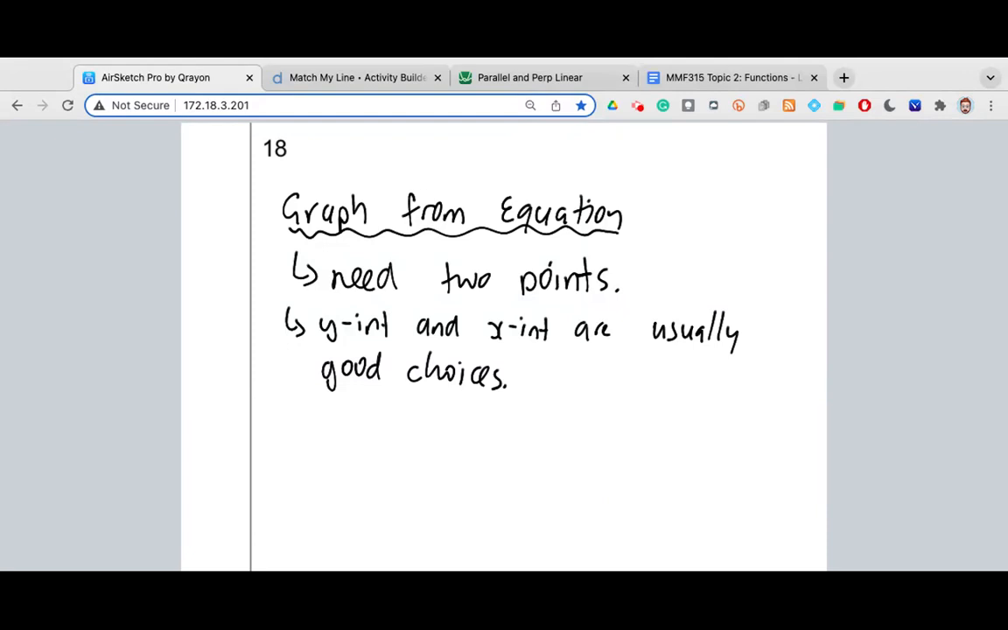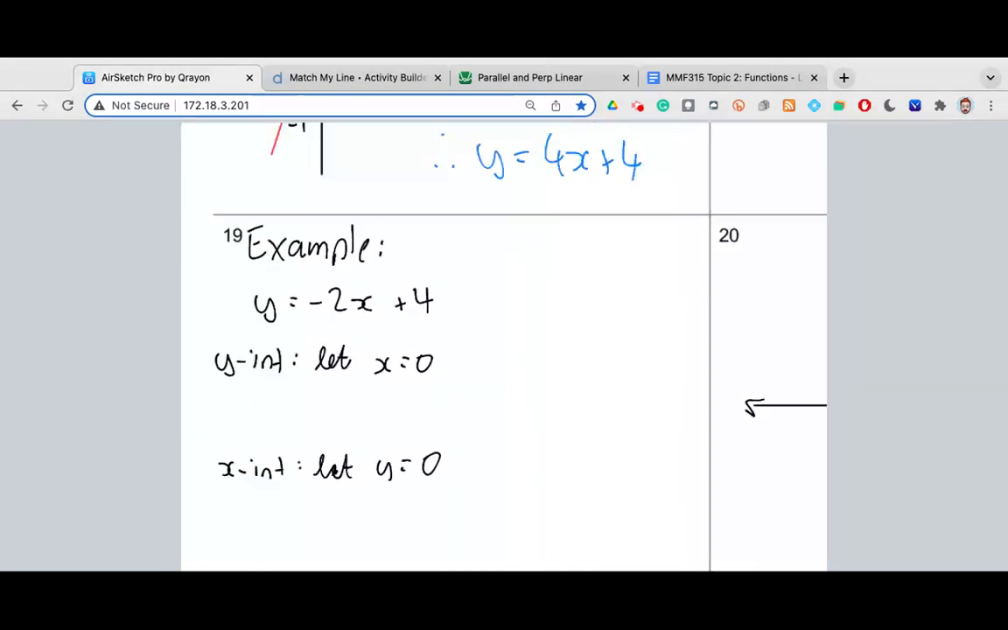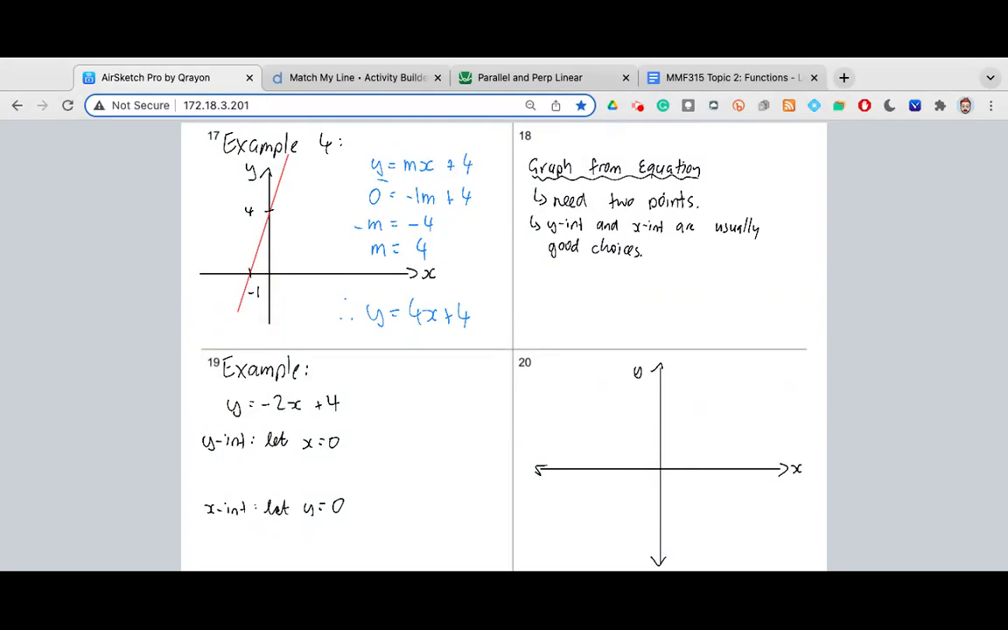Yes, you should use your ruler. Yes, you should label your axes. No, you should not measure off points. You should just estimate to the best of your ability. So here we go. Example 9. I'll leave it all zoomed out. Example, y equals -2x plus 4.